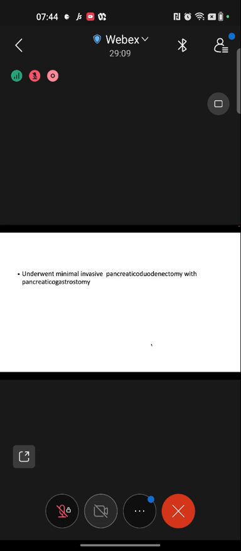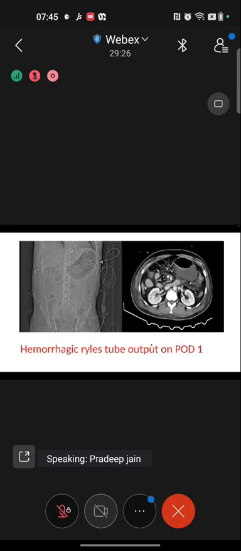So this patient underwent minimally invasive pancreaticoduodenectomy with a pancreaticogastrostomy. Normally we do pancreaticojejunostomy, but this patient had a very small pancreatic duct, so we wanted to do the Duncan technique, and so we did pancreaticogastrostomy. And on POD1, the patient had hemorrhagic aspirate from the Ryle's tube. So what do you do? If you have a significant hemorrhagic aspirate from the Ryle's tube, what's the next course of action?